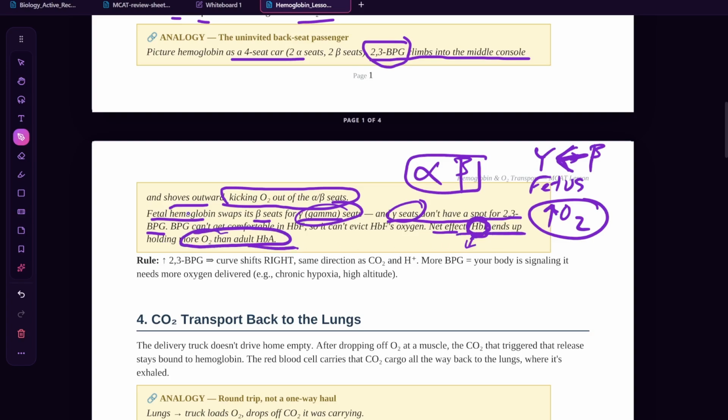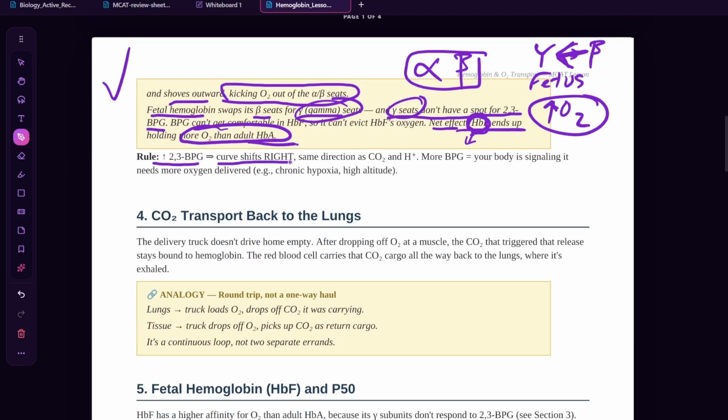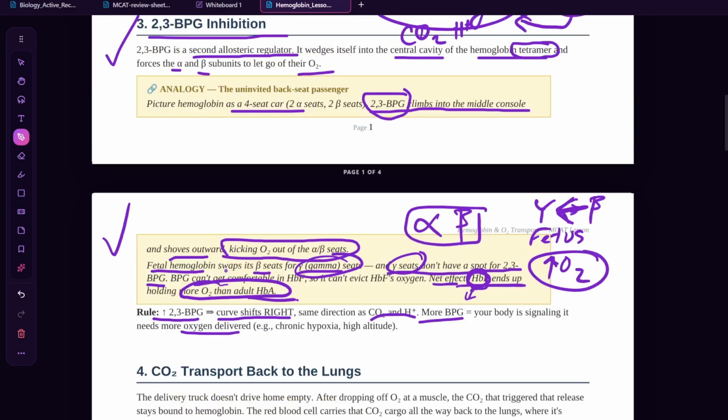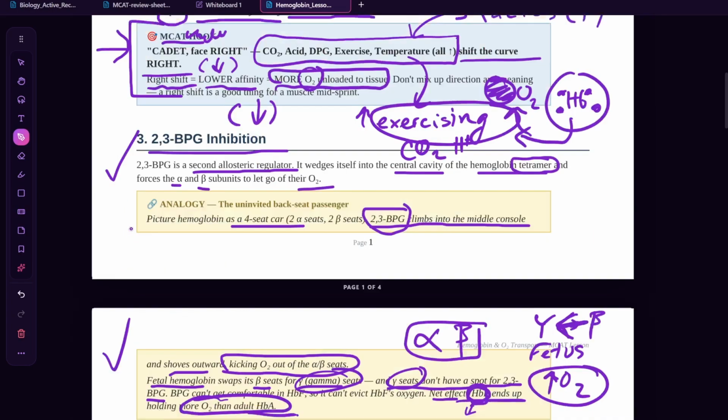So you'll note that we reviewed this in biology as well, so we're good with that. So an increase in this will shift the curve right, same direction as CO2 and H plus, so with more BPG, your body is signaling that it needs more oxygen delivered. So it's this situation here.